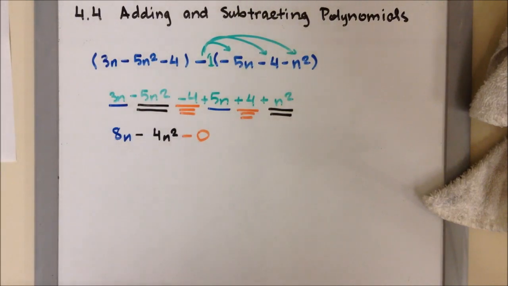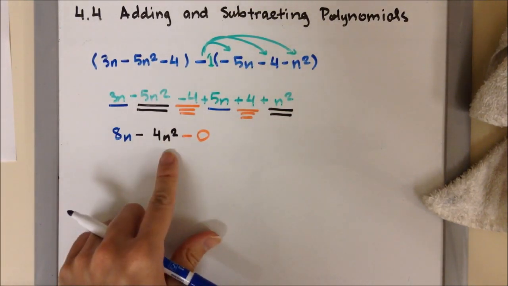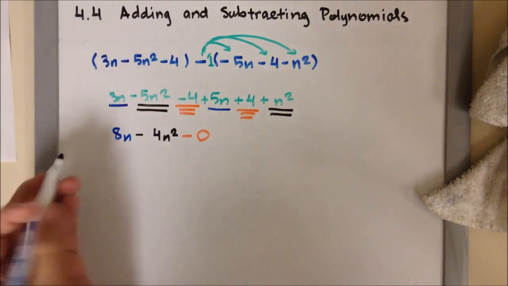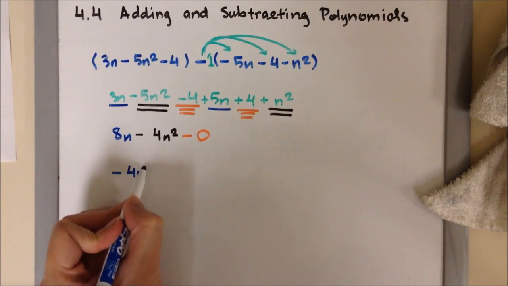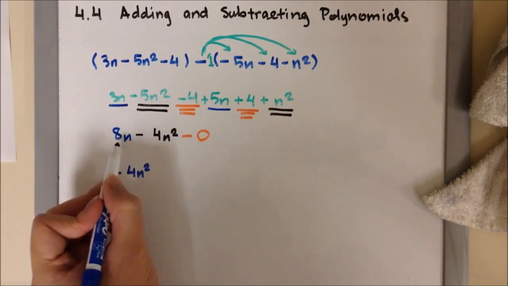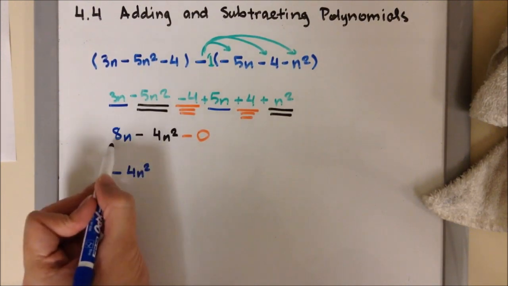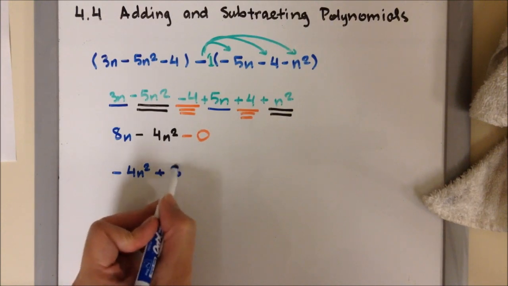Now, I'm going to check if what I have is in order. The highest exponent is n squared, so I'm going to put that one first. So negative 4n squared. It's negative because of that minus. And then my n is positive, so plus 8n.